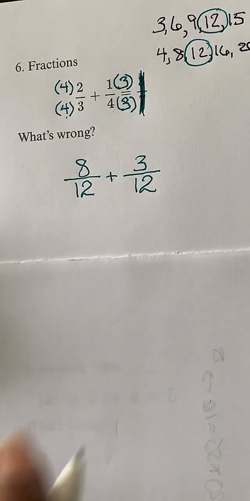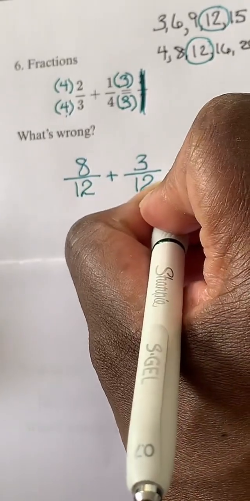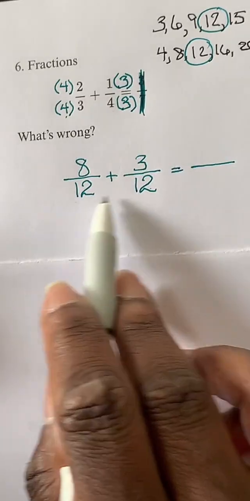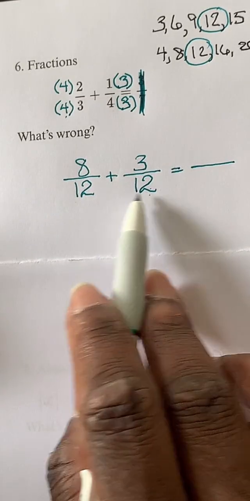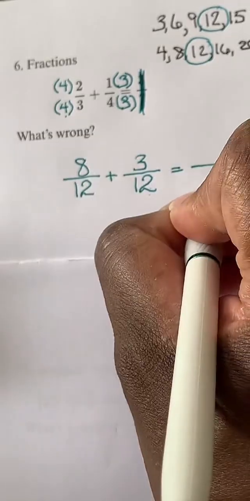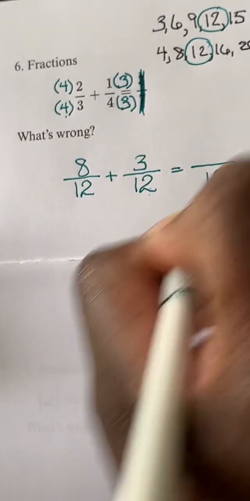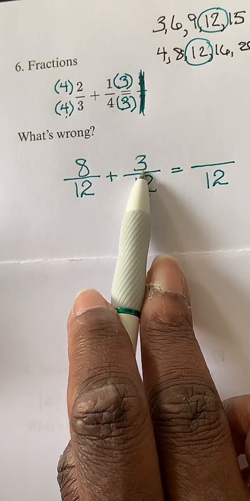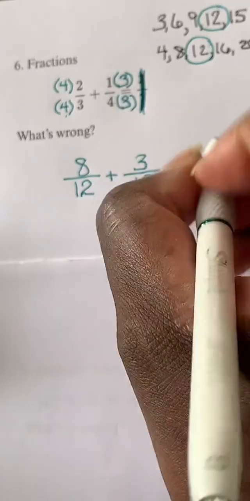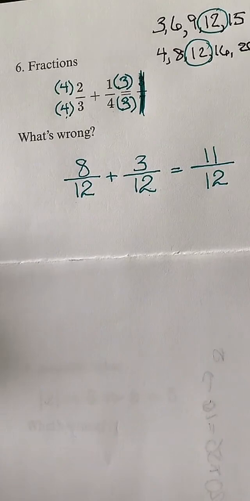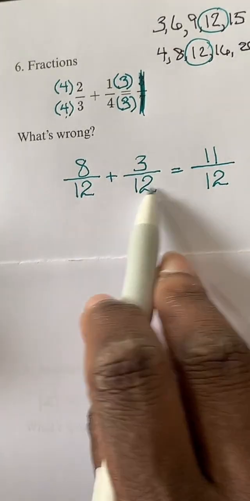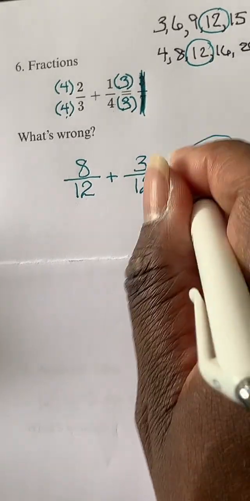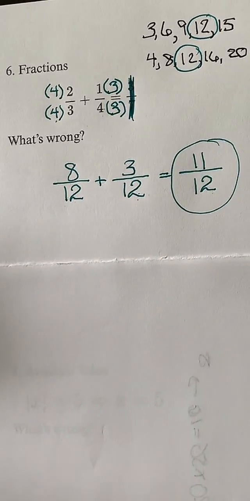Now, since we have a common denominator, this is another error that a lot of people make. You don't add the denominators. You work so hard to find one in common, you keep it that way. The only thing that's going to be added is your numerators. So 8 plus 3 gives me 11. We're not doing anything with the denominator. It's not 11 over 24. It's going to be 11/12.